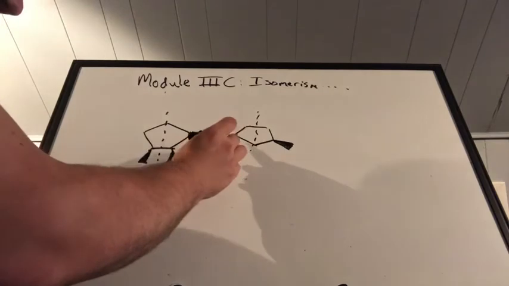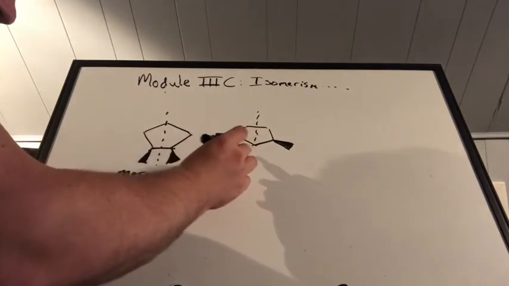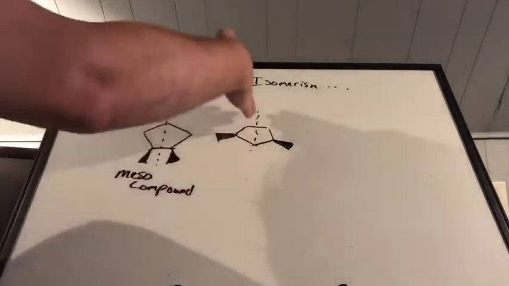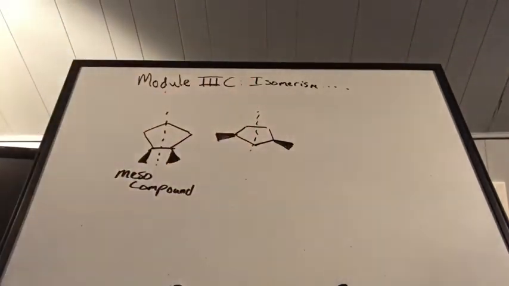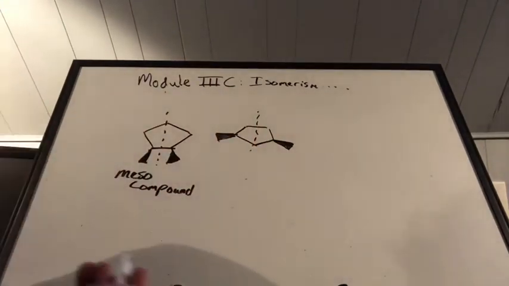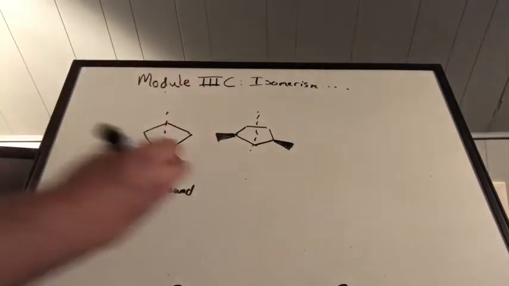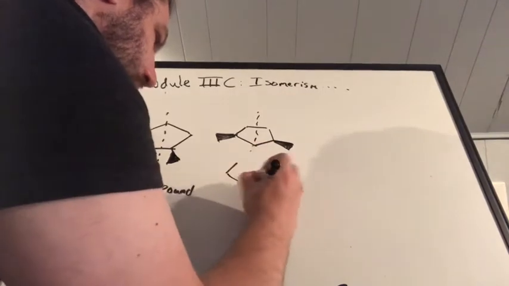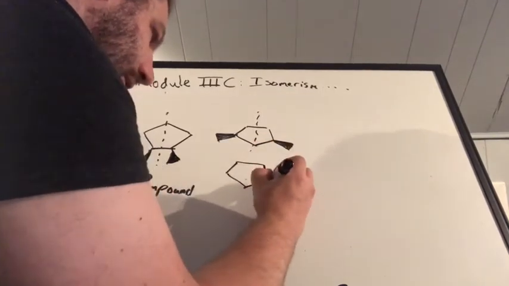But here is sort of the take home. This is also going to be a meso compound because, again, there's a plane of symmetry right there. And both of these methyl groups are going to be sticking outward. Okay. Now, again, there's chiral centers in an achiral molecule. Okay, so just for the sake of argument, this is going to look the same as what I'm drawing right here.